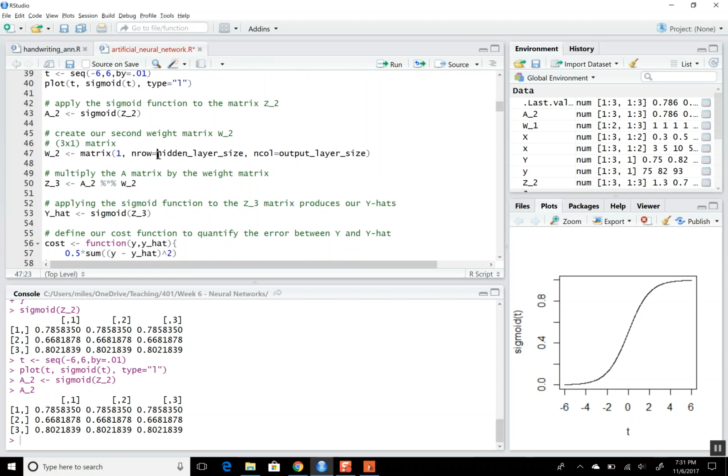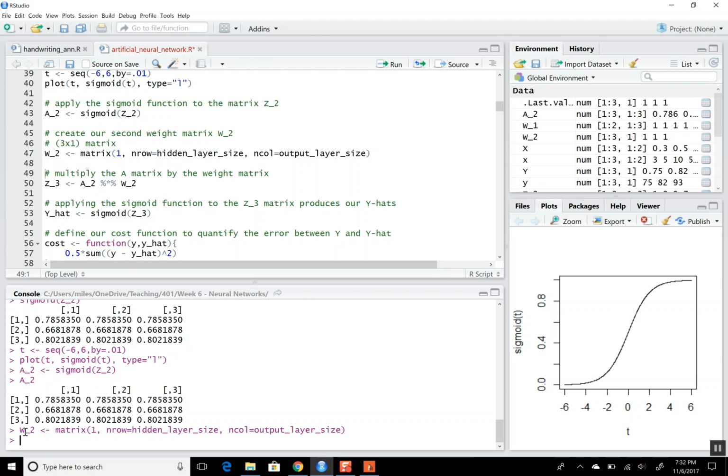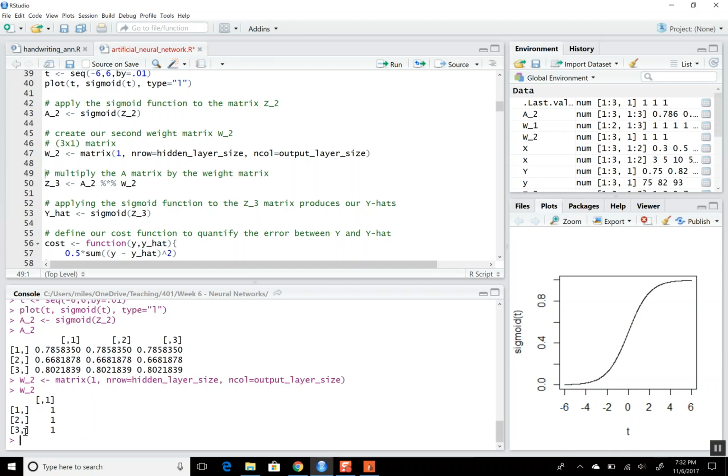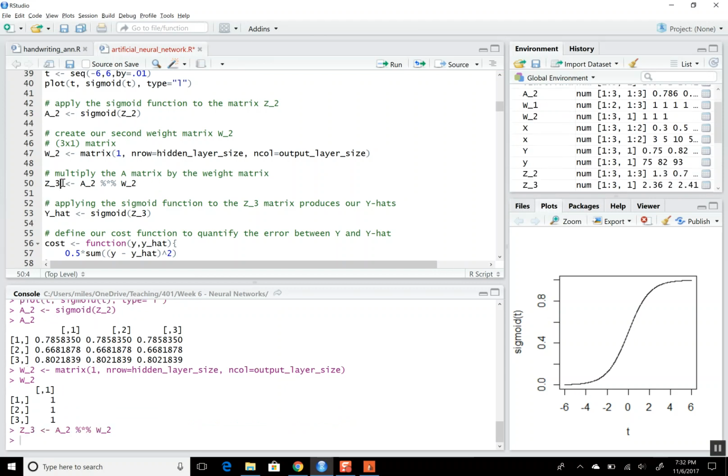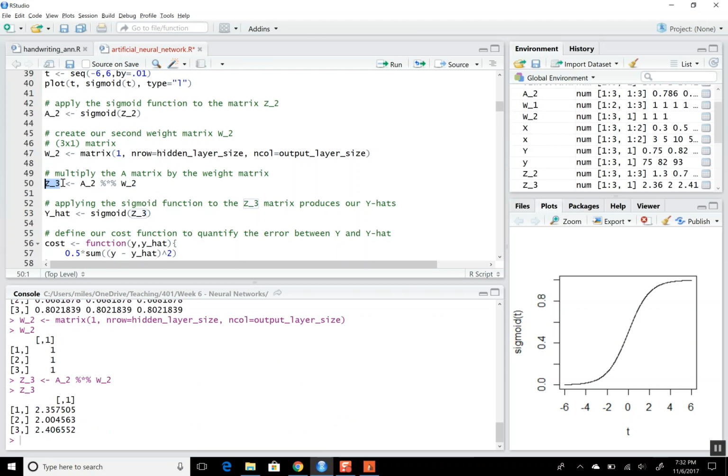Then finally, we're going to go from the middle hidden layer with 3 nodes to an output layer with 1 node. So we're going to multiply this A2 matrix with a 3 by 1 matrix. My matrix W2 is just a column of 1s right now, and if I multiply that by this, we get Z3. Now we have 3 values for Z.